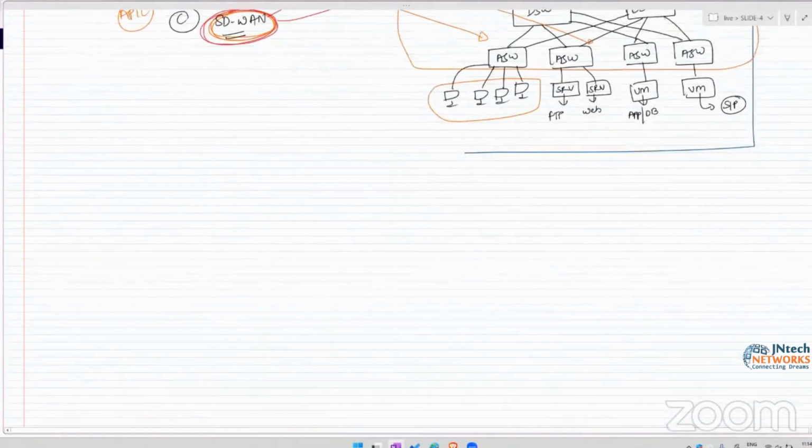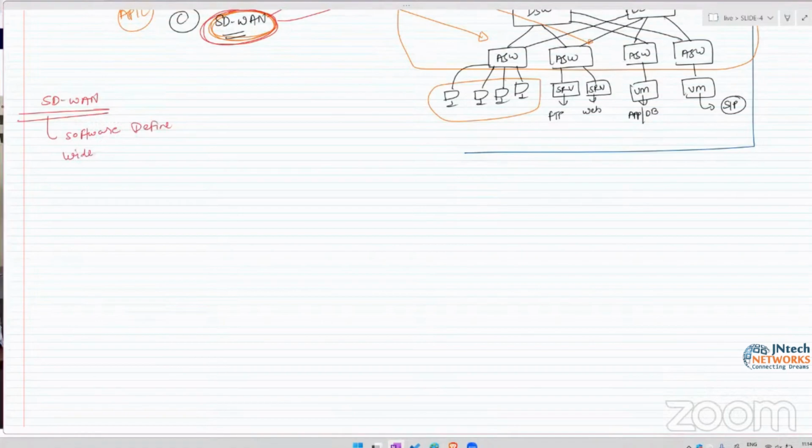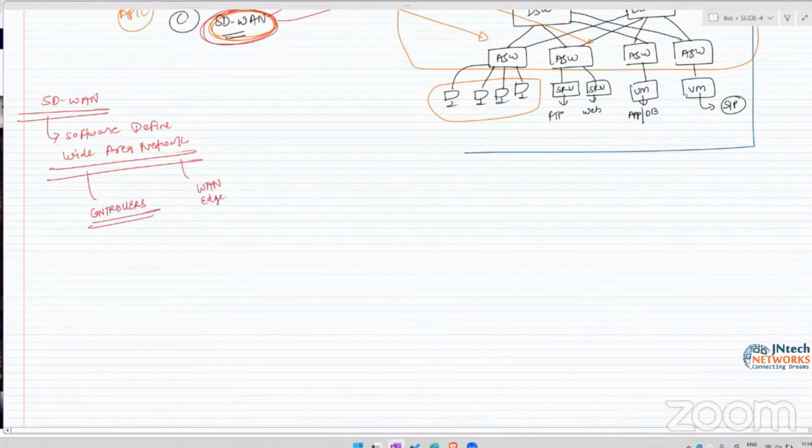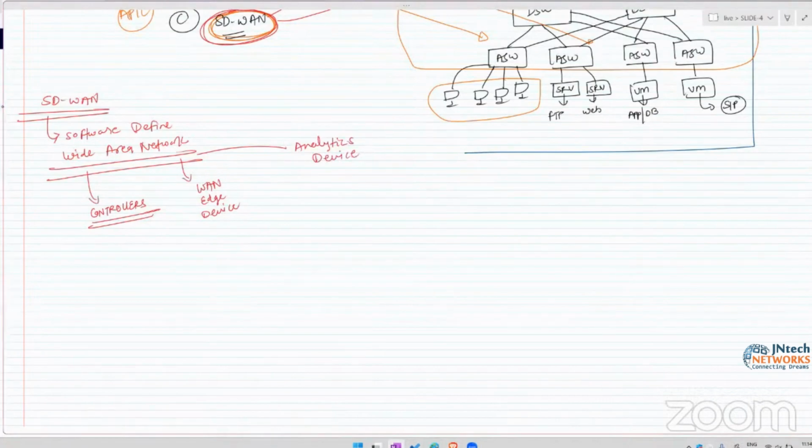In SD-WAN, we are calling it a software defined wide area network. In SD-WAN, we are using some controllers. We are using some managed devices. Clear? We are using some analytics devices also. So this type of devices we are using.